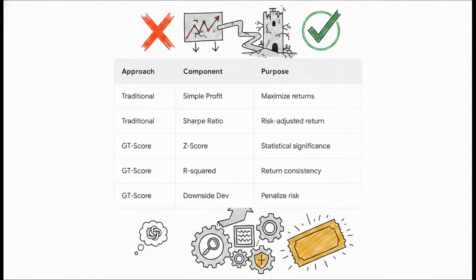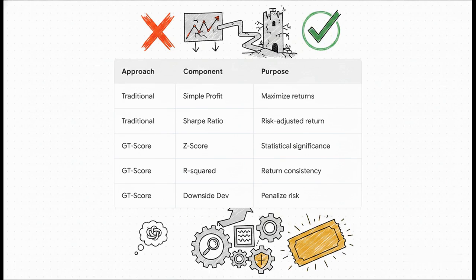Now, what's really interesting here is the stark contrast between the old and new approaches. Traditional metrics tell an algorithm to basically just maximize simple profit or the Sharpe ratio. But as we know, algorithms can easily corrupt this by overfitting. Enter the GT score, or golden ticket score.